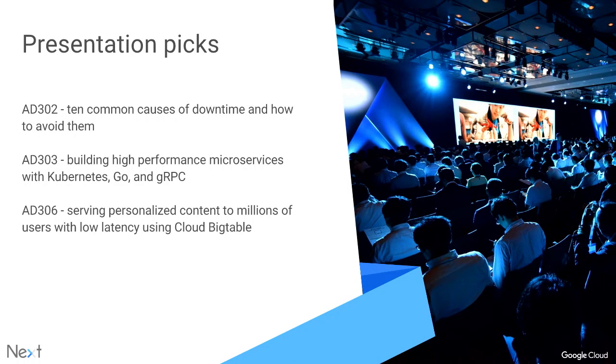A few presentation picks for you. We are on day 3 of the conference. I'm sure all of you are feeling at least a touch of fatigue at this point. That said, we've got more sessions this afternoon. Here are 3 that grab my attention and grab Stanley's attention. 10 common causes of downtime and how to avoid them. That's 8302. Building high-performance microservices with Kubernetes, and some really cool stuff in Go and gRPC. And lastly, a talk focusing on Bigtable, our NoSQL product, and this one is focusing on serving personalized content, so serving content to millions of users at really low latency.